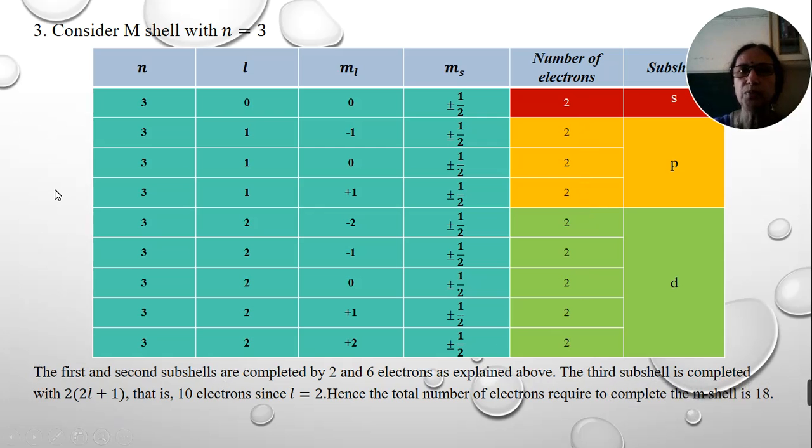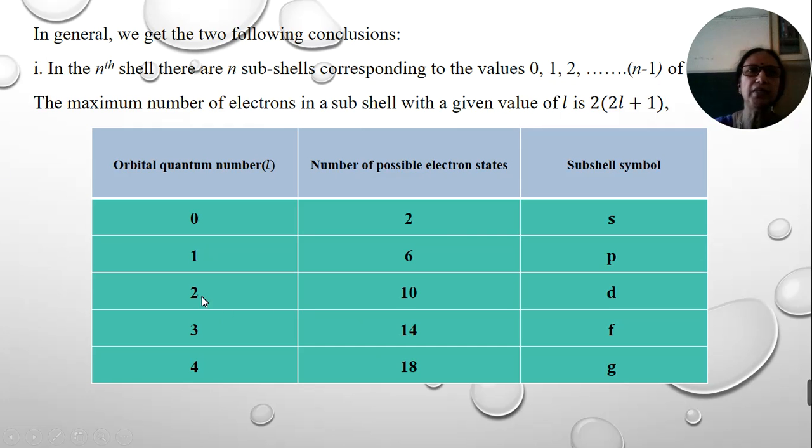So like this, Pauli exclusion principle will help us to distribute the electrons in main shells as well as in subshells. If you have the total number of subshell electrons, that will give the number of electrons in each of the main shells. Thereby we can come to two conclusions from this principle. First, in the nth shell, that means each main shell, there are n subshells corresponding to the L values 0, 1, 2, etc. to n minus 1.